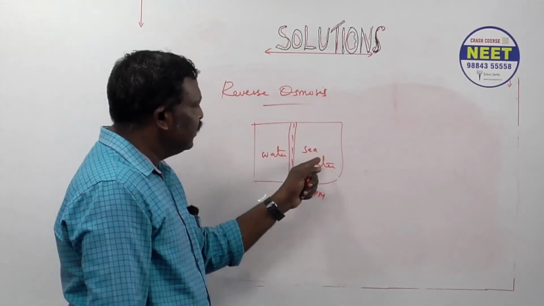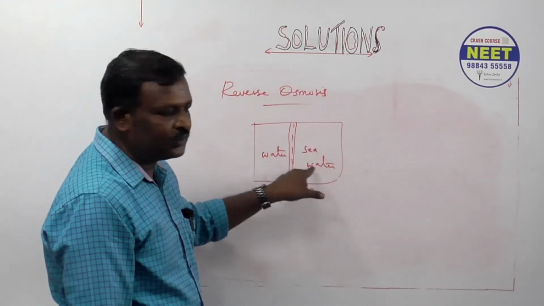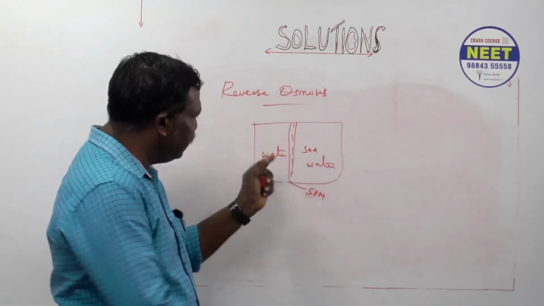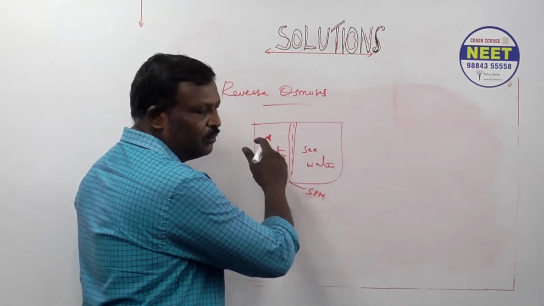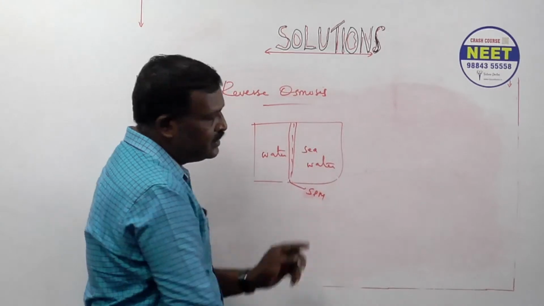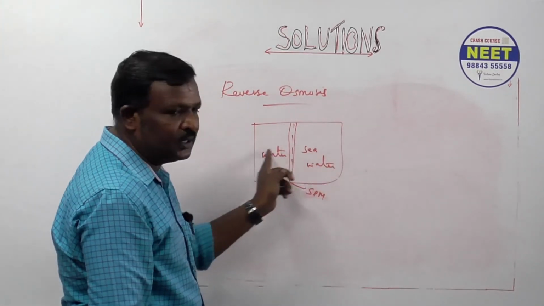So I told you, this side is highly concentrated, no? Because more solid particles are there, so we have to give more. If you keep it as it is, what happens? Usually water will come from here, where it's only water, to here, where there is seawater containing salt. So usually osmosis is taking place.